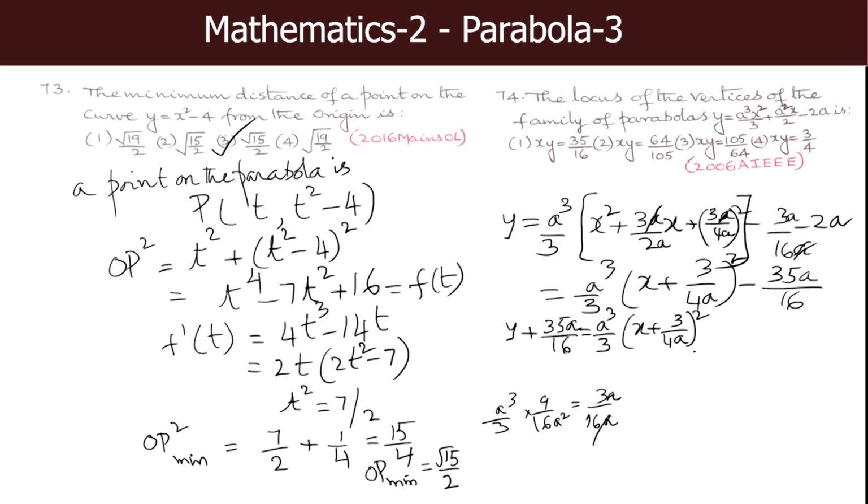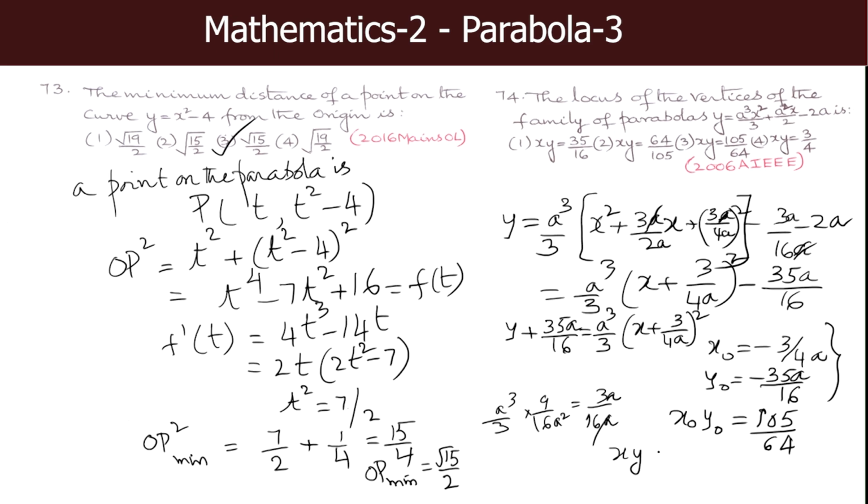So what is the vertex of the parabola? If the vertex of the parabola is x0, y0, x0 is minus 3 by 4a and y0 is minus 35a by 16. How to eliminate a from these two? Because a is a variable here. The locus of the point x0, y0, the vertex of a typical parabola, is obtained by eliminating the parameter a. So multiplying, you get x0 y0 equal to 3 into 35, 105 by 64. So the locus of x0, y0 is xy equal to 105 by 64, which is the rectangular hyperbola.